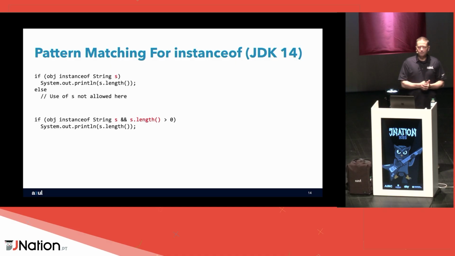Now we can take that further, and we can say if obj instanceof String s and s.length() is greater than 0. We can do this because we know that in the AND operator, we always evaluate the left-hand side first, and only if that evaluates to true do we evaluate the right-hand side. So if we evaluate the left-hand side, it's true, we do have a String, the scope of s is valid, so we can simply say s.length(), test that to see if it's greater than 0, and that will work.